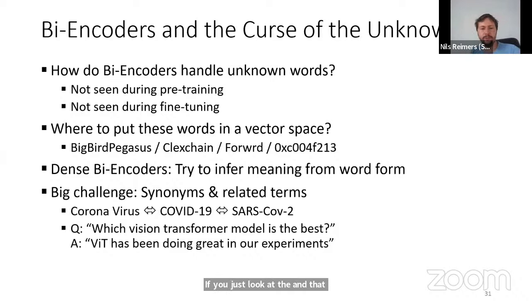Another big challenge are synonyms and related terms. How do you know that coronavirus, COVID-19, and SARS-CoV-2 are connected? Especially if you use an outdated model like BERT, which was trained in 2018 on old data, it has no idea about these synonyms. So if you search for coronavirus, it will not find any documents talking about COVID-19 or SARS-CoV-2. Similarly with new acronyms: if you ask which vision transformer model is the best, and the answer is, ViT has been doing great in our experiments, out of the box the model does not know that ViT stands for vision transformer. So these are really big challenges when you use these dense models.